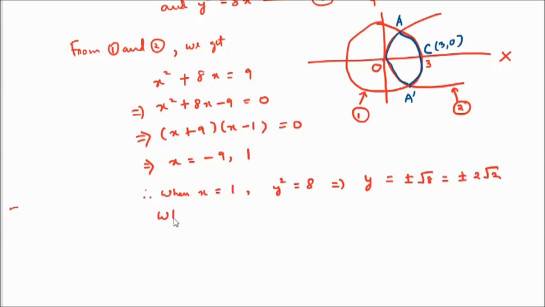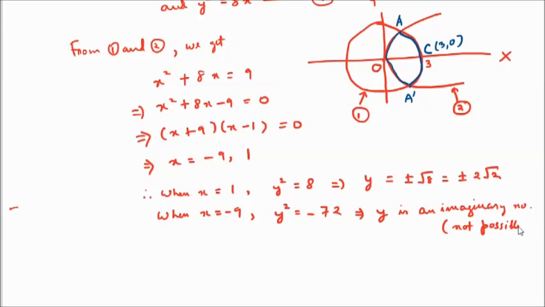Again, when x is equal to minus 9, my y square will be equal to minus 72 from equation number 2. So this will imply that y is an imaginary number. So this case is not possible. Why? Because we are dealing with only real numbers, but if x is equal to minus 9, then I get that y is an imaginary number. So I will consider only the first case.